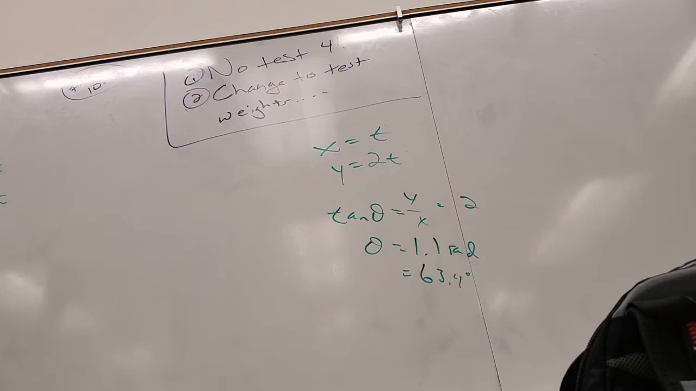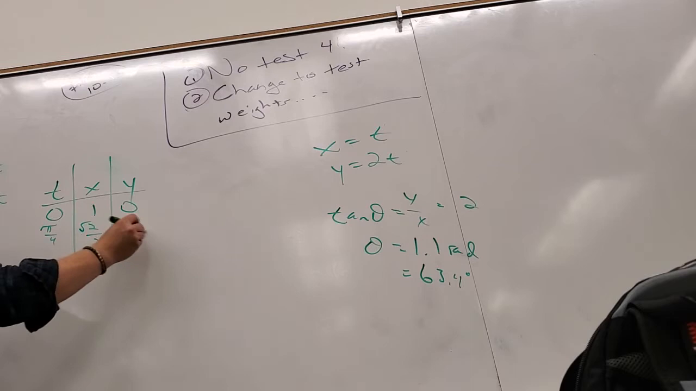In fact, let's make a table of values and figure out what's going to happen here. So start at zero: one, zero. Now let's be smart about what we put in. Pi over two is a little too big of a step, so let's at least do pi over four. What are they both going to be? Square root two over two.